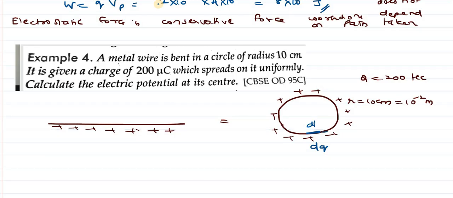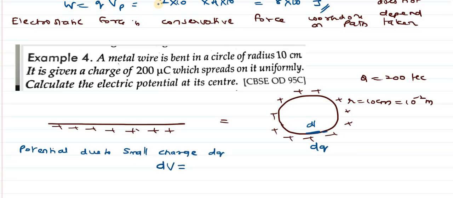Correct? So, the charge is what? In the small element dl, the number of charges is dq charges. Correct? So, what will be the potential? Potential due to small element, potential due to small charge dq is what? It is dV equal to k into dq by what is the distance? Of course, it is radius r. Correct? At the center.